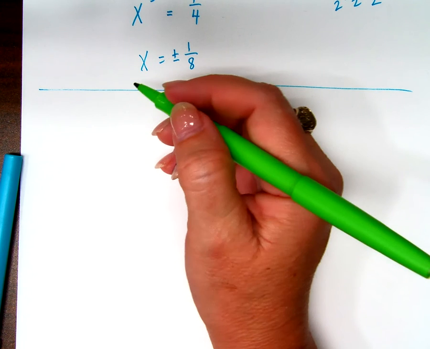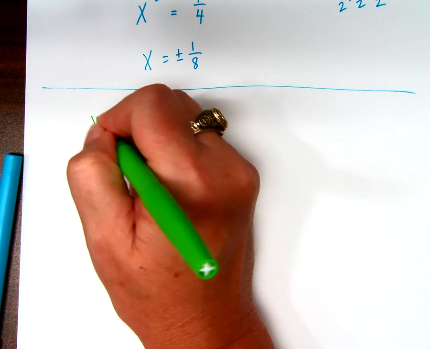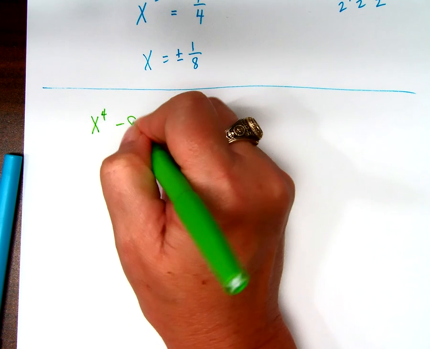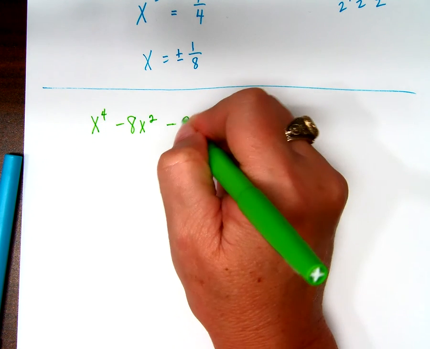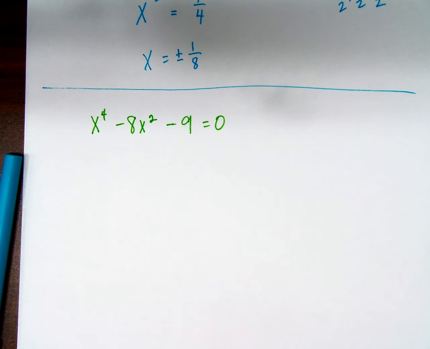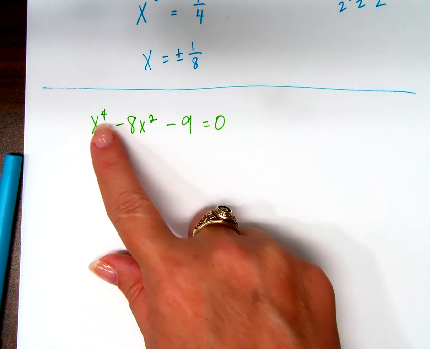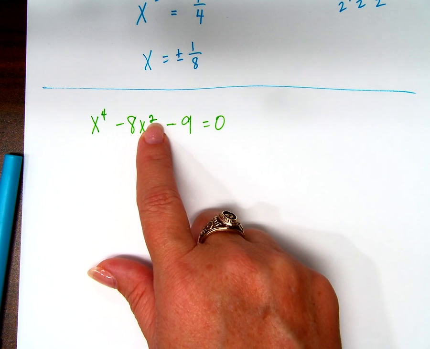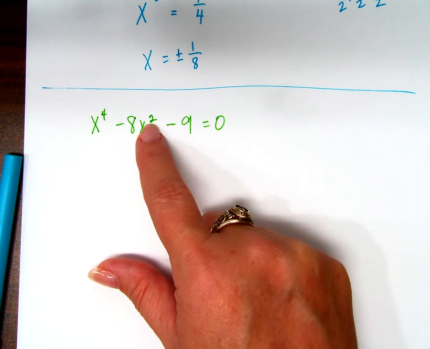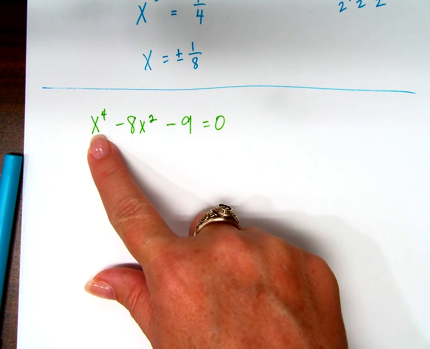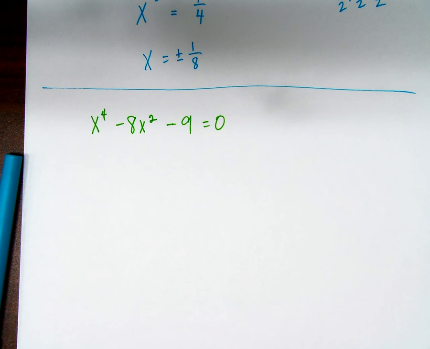Okay? So something in quadratic form would be x to the fourth minus 8x squared minus 9 equals 0. Do you see why it's called a problem that's in quadratic form? Boy, that looks like a trinomial that I could just factor, right? The only problem is that's not a squared and that's not an x by itself, right? But it is an x to the fourth and an x squared. And if I multiply x squared times x squared, don't I get x to the fourth? So it is a problem that I could factor.